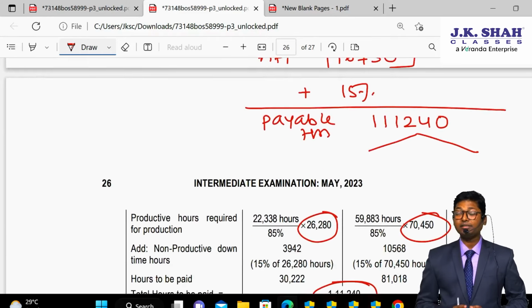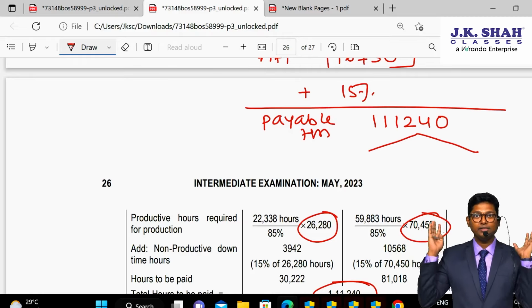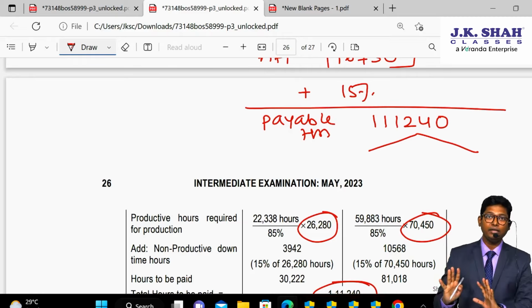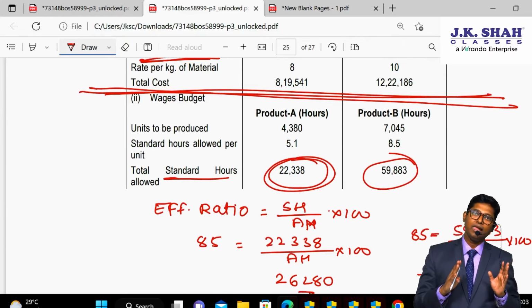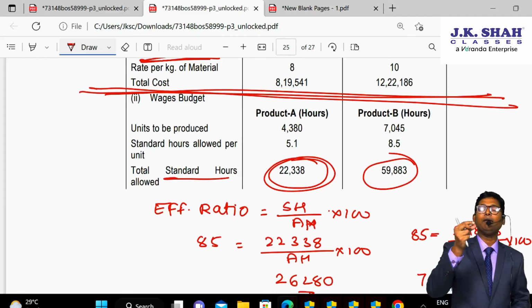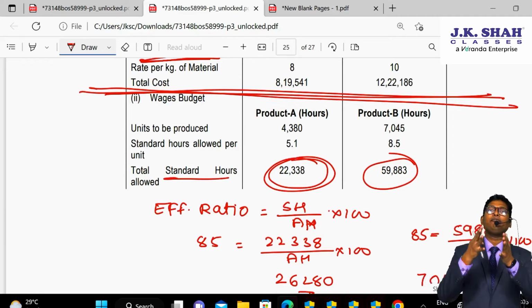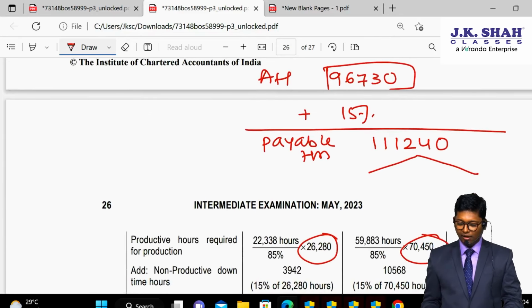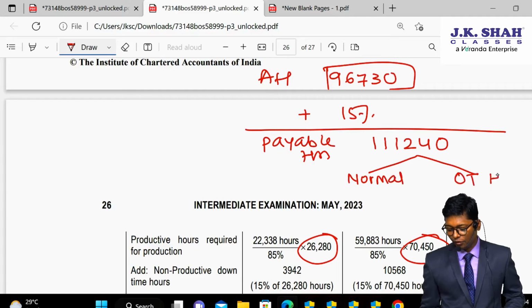Now these hours are not payable at the same rate. Hope guys you are understanding the concept. What I am doing: first I calculated standard hours. I put efficiency, computed the actual hours. I added 15% idle time to the actual hours, and after calculating the actual hours, now rates are different. So first I need to calculate the normal hours, and then I am going to calculate the overtime hours.